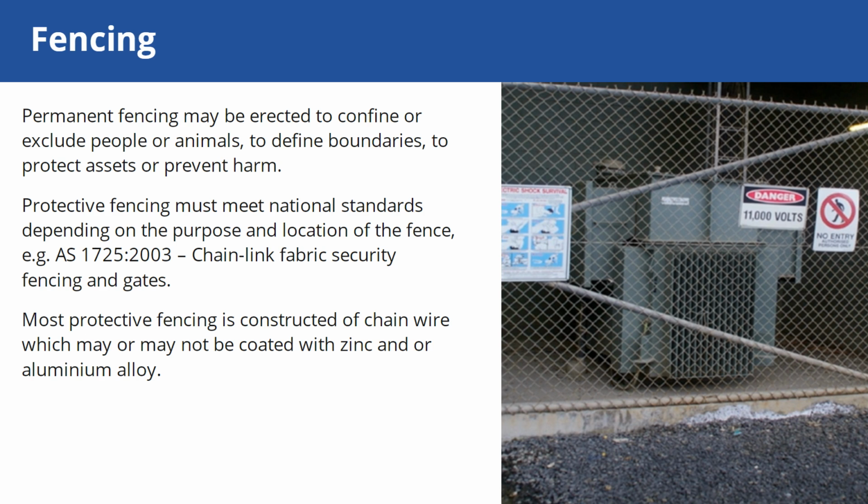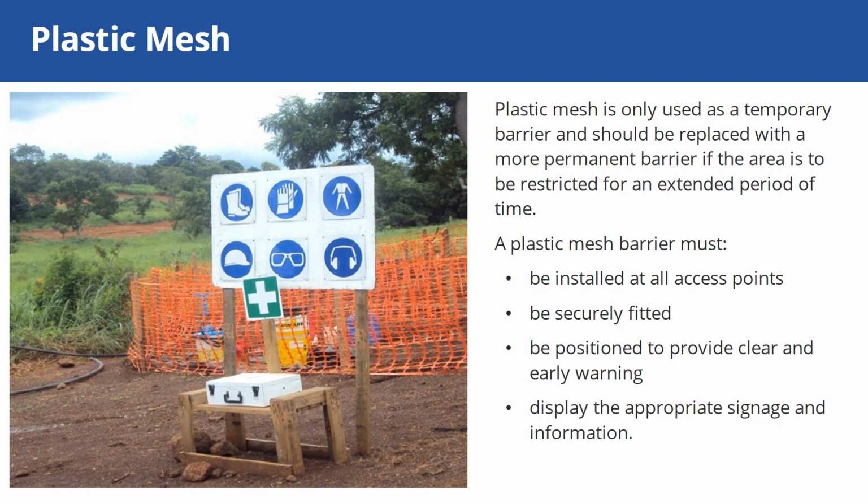Permanent fencing may be erected to confine or exclude people or animals, to define boundaries, to protect assets or prevent harm. Protective fencing must meet national standards depending on the purpose and location of the fence, chain-link fabric security fencing, and gates. Most protective fencing is constructed of chain wire which may or may not be coated with zinc or aluminium alloy. Plastic mesh is only used as a temporary barrier, and should be replaced with a more permanent barrier if the area is to be restricted for an extended period of time.